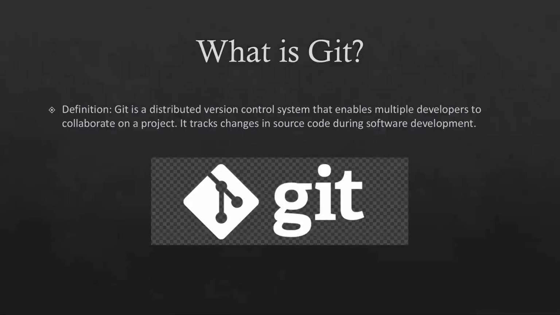Discussing what is Git. Git is a distributed version control system tool that enables multiple developers to collaborate on a project. It also tracks changes in source code during software development. Git is one of the tools used to track all the changes, and it takes snapshots of every change we have done. I'll demonstrate how this exactly works.